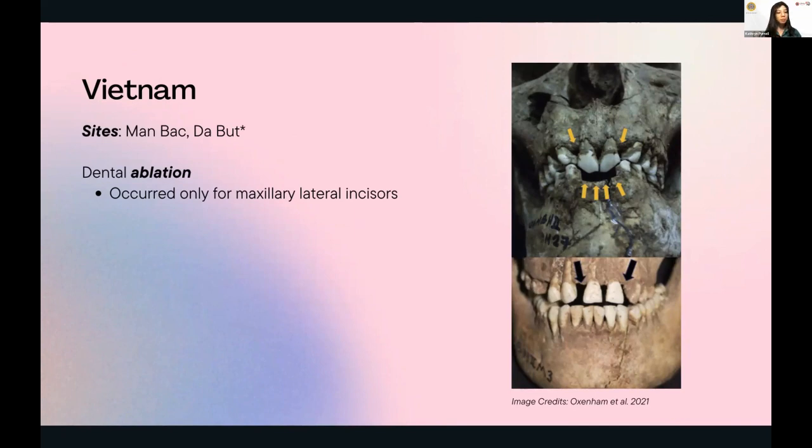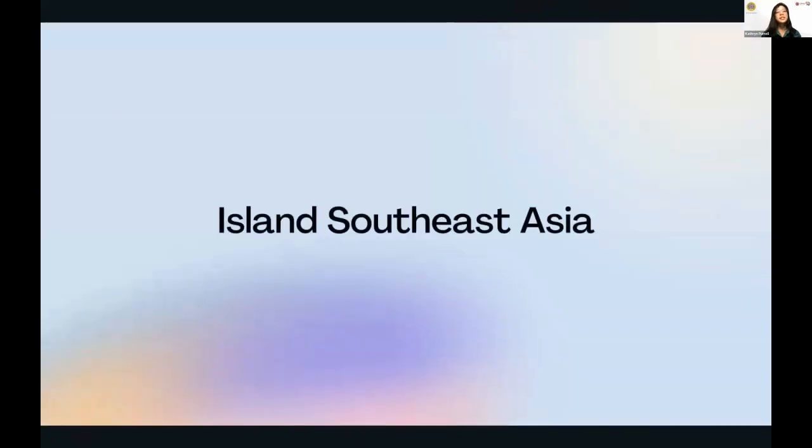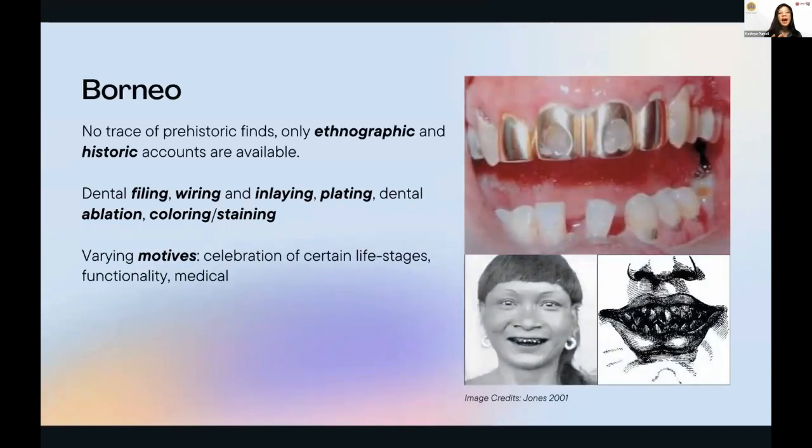But in the case of Manbak, the removal of teeth was conducted only for the maxillary lateral incisors. So your first two incisors in front. Your two front teeth, basically. So for island Southeast Asia, it's a much different story in the sense that there's much less archaeological or contextualized archaeological basis, I guess. For example, in Borneo, there's no trace of prehistoric finds. It's mostly based on ethnographic and historical records.